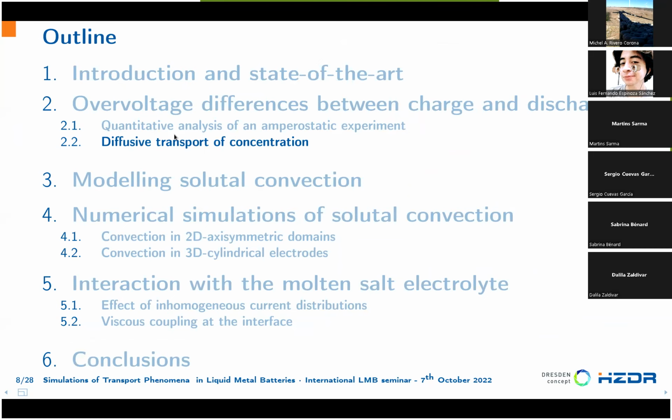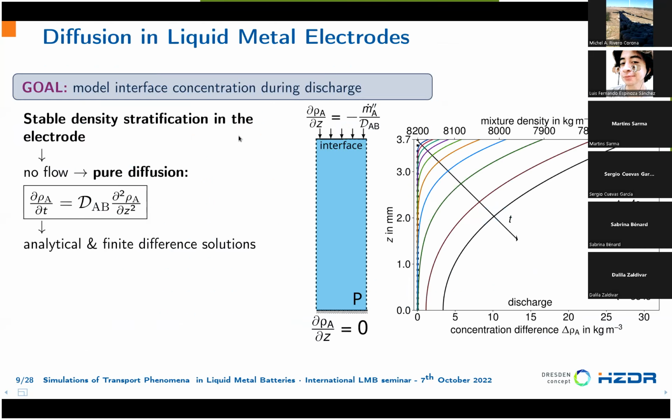And we will use diffusion to model this part. Why? Because we have a stable density stratification, and this results in no flow. No flow means that we don't need to solve any Navier-Stokes equation, and a simple pure diffusion model is sufficient. And we solve it with analytical methods and find a solution. And here we see what is taking place. So we are introducing light lithium from the top. And these are the concentration profiles and how they evolve in time.